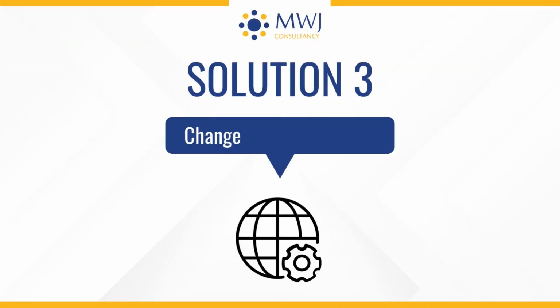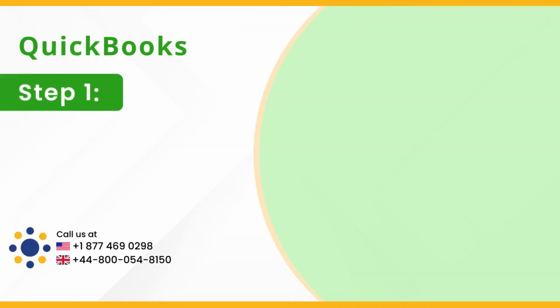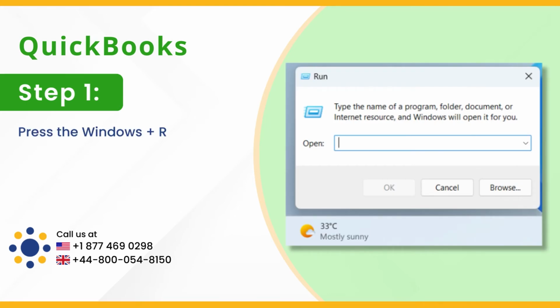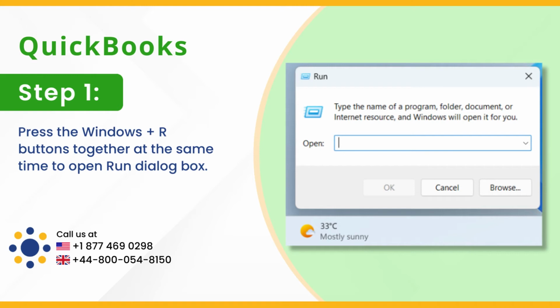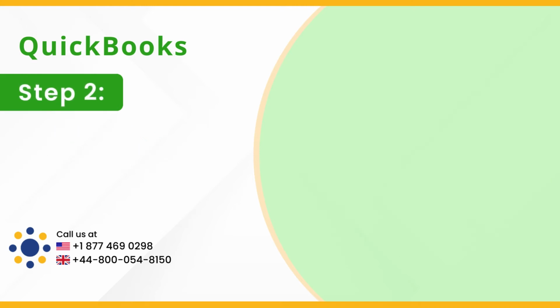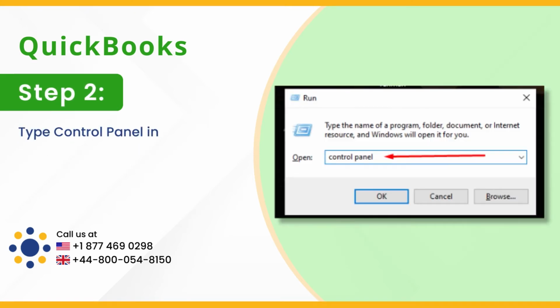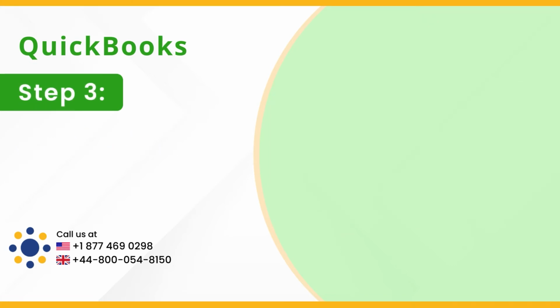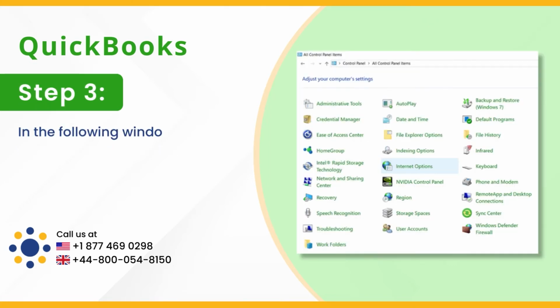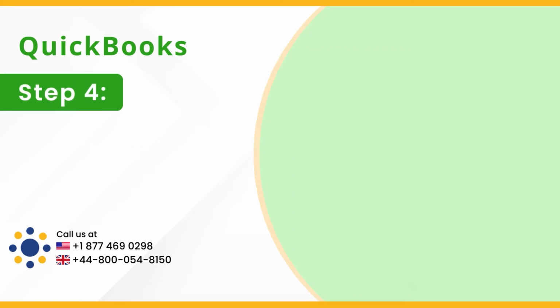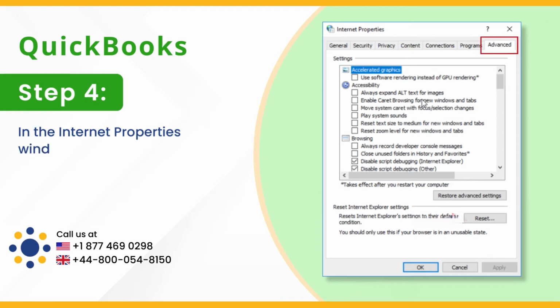Solution 3. Change Internet settings. Step 1. Press the Windows plus R buttons together at the same time to open the Run dialog box. Step 2. Type Control Panel in the open field and press OK. Step 3. In the following window, click on Internet Options. Step 4. In the Internet Properties window, go to the Advanced tab.